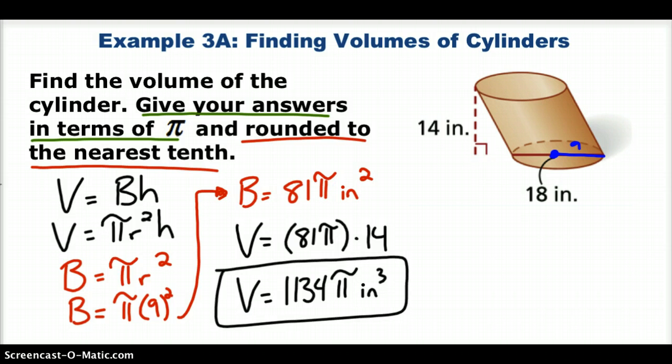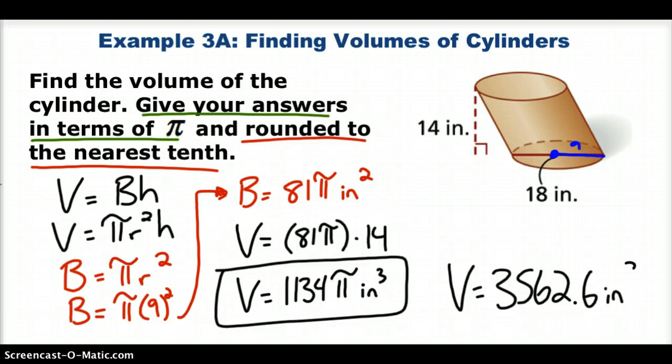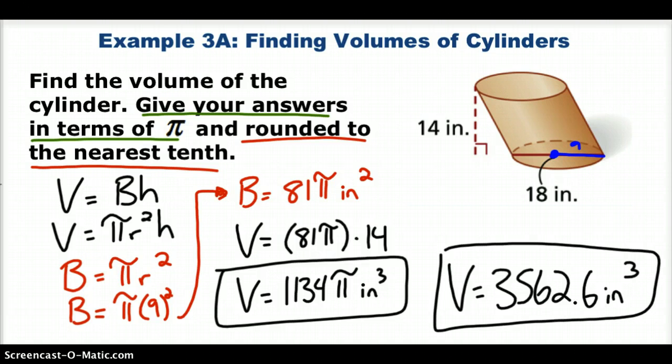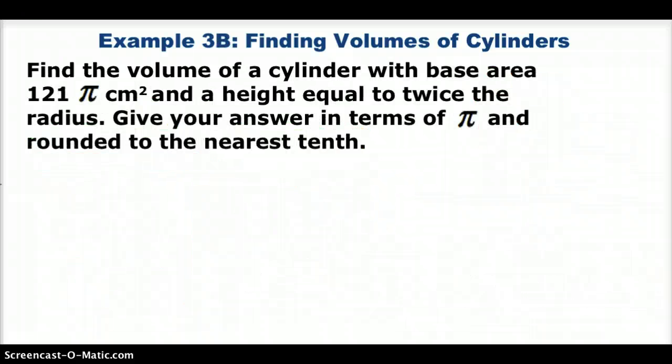And they want it also calculated out, right? So volume equals 1,134 times pi, which is going to give us 3,562.6. And this is, again, cubic inches. So first example, I think pretty easy there. Remember, very similar to what we've just done, but now instead of dealing with polygonal bases, we're dealing with circular bases. Okay? So let's look at another example.